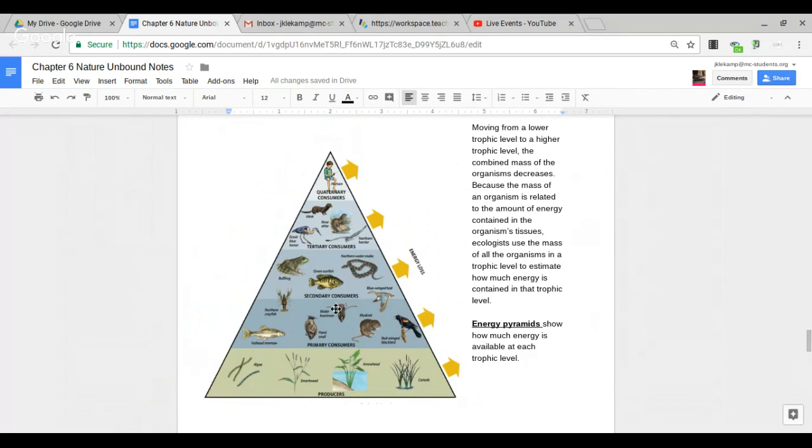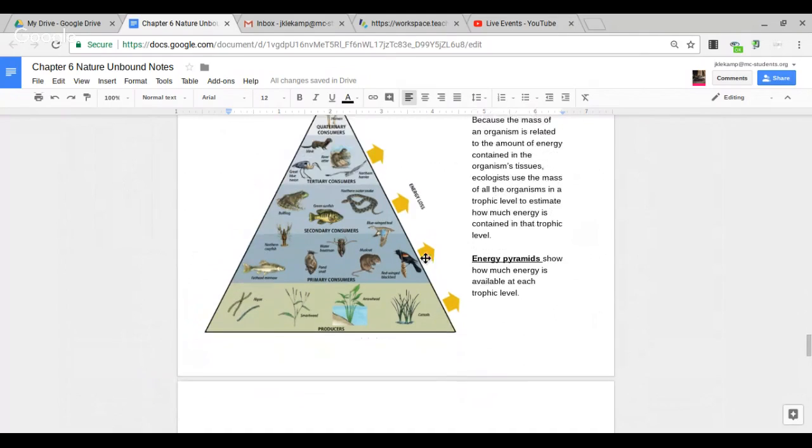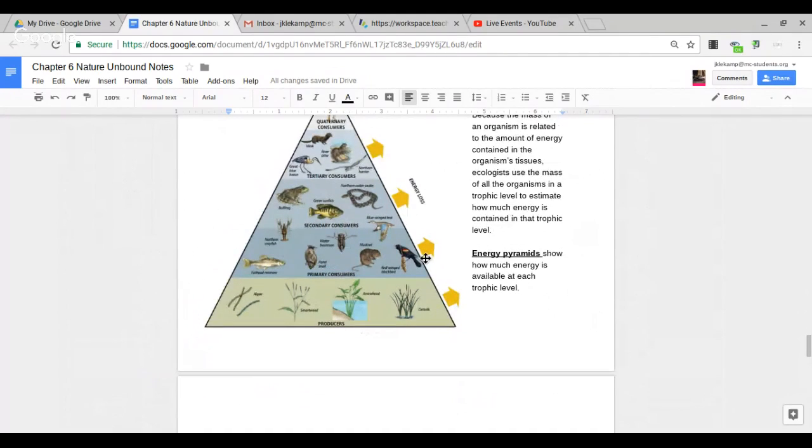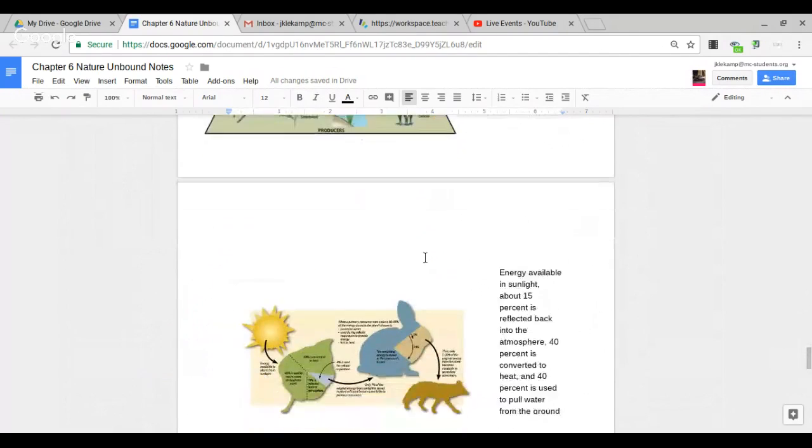So with not as many areas of competition, it's because there's energy loss from the pyramid. Not energy loss, because remember, we can't create or destroy energy. It just gets transferred out of the pyramid. So as we move up, the available energy at each trophic level goes down.